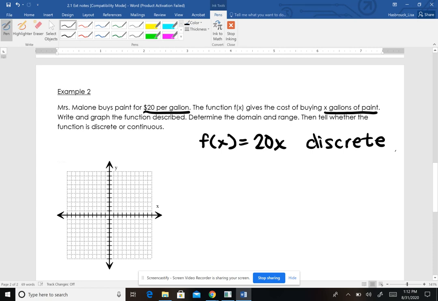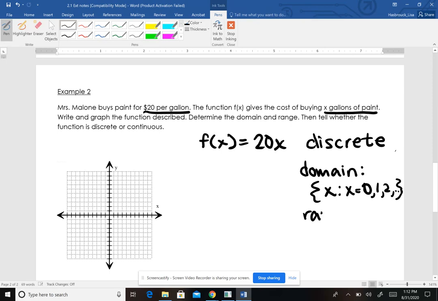Okay? The other thing to think about is our x values. If they're the number of gallons of paint, you can't buy a negative number of gallons of paint. Okay? So you could either buy no paint, which means x is 0, or you could buy more paint. So that means our domain, our x values, is x such that x is equal to 0, 1, 2, and so forth. So it's all those values.